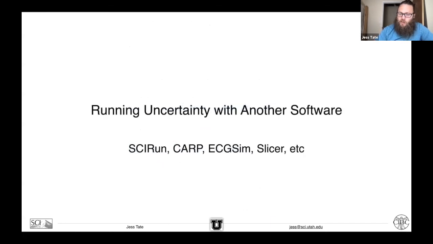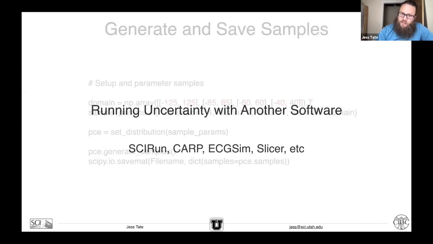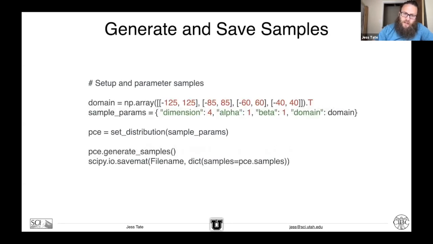As an example, here's another more generic example of how you can interact with another software that may not have a direct Python interface. Some of these do, SCIRun and CARP, for instance, have Python interfaces, and so there may be more direct ways to interface with certain software. But here's a way you can interface with just about any software. You first set up your polynomial chaos emulator by defining the input parameters and their distributions. And then you generate the samples and save those to disk, and in this case, we're using the scipy.io library to do that.